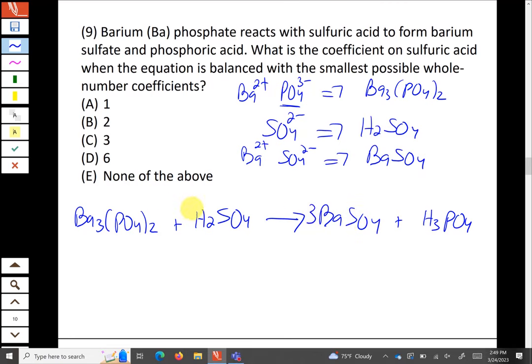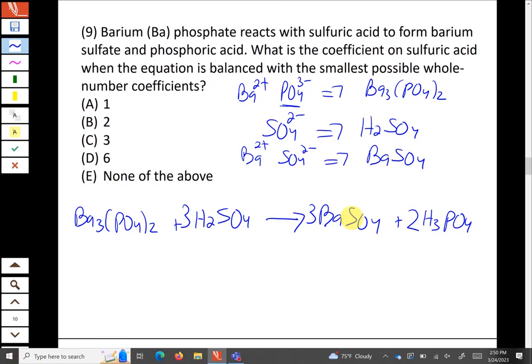So we're going to need 3 H2SO4s to make sure we have 3 sulfates on both sides. And then to finish this off, because we have 2 phosphates over here, we're going to need 2 phosphates over there, so that should get a coefficient of 2. And that should be balanced. We have 6 hydrogens on both sides, 3 bariums on both sides, 2 phosphates on both sides, 3 sulfates on both sides. Everything should check out at this point.